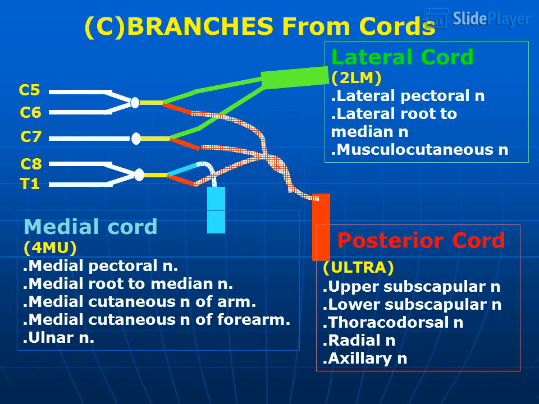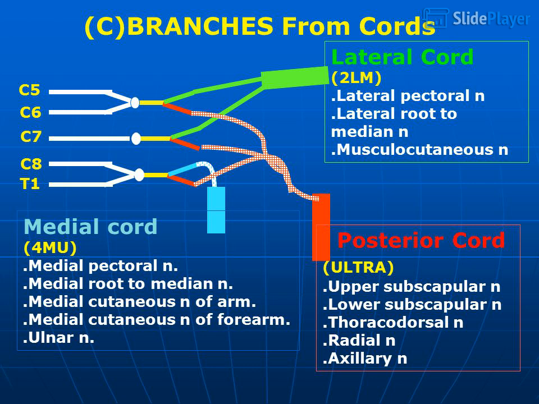C, branches from cords. Lateral cord: lateral pectoral nerve, lateral root to median nerve, musculocutaneous nerve. Medial cord: medial pectoral nerve, medial root to median nerve.